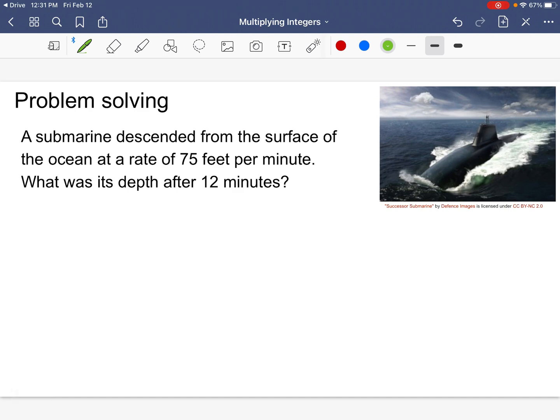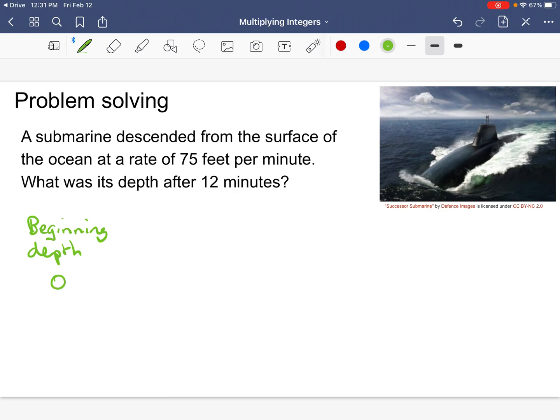Let's look at problem solving. A submarine descended from the surface of the ocean at a rate of 75 feet per minute. What was its depth after 12 minutes? So I'm going to organize my work. I'm going to say beginning. Depth was at the surface of the ocean, so it was 0.